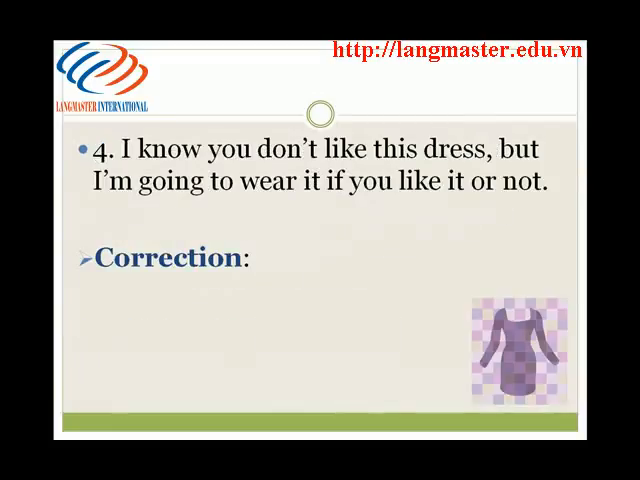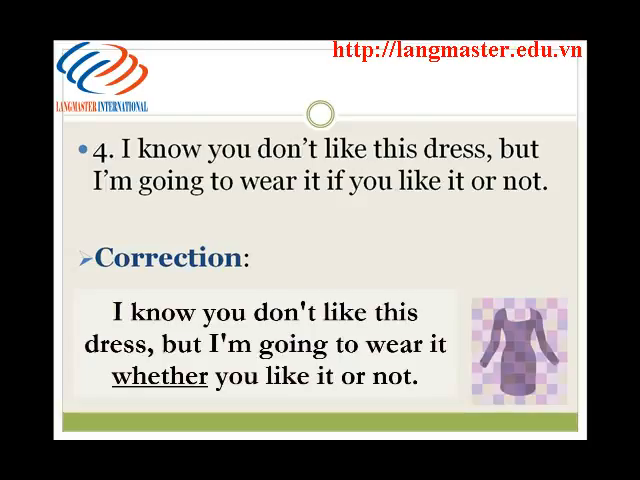Number 4. I know you don't like this dress, but I'm going to wear it if you like it or not. Correction. I know you don't like this dress, but I'm going to wear it whether you like it or not. This statement does not express any kind of uncertainty. We need whether to express no matter what.